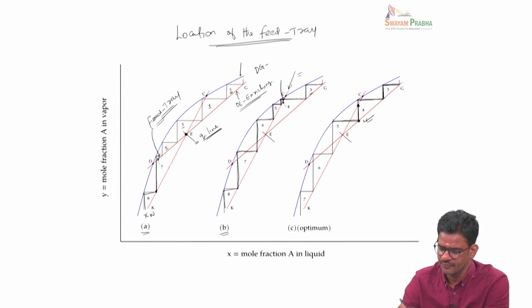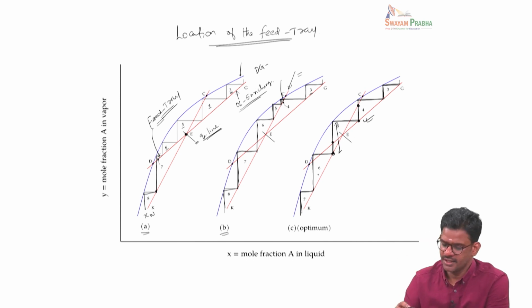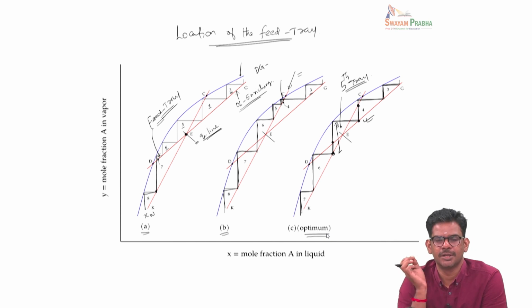and then we go further, and here we can either stop at this point or we can go down all the way here. But we can see that this step gives me the largest step, so we make a transition to the exhausting line at the fifth tray. From here onwards, we continue the staircase construction in the exhausting line. So the feed should be introduced in the fifth tray, and that's what we call the optimal location of the feed tray.